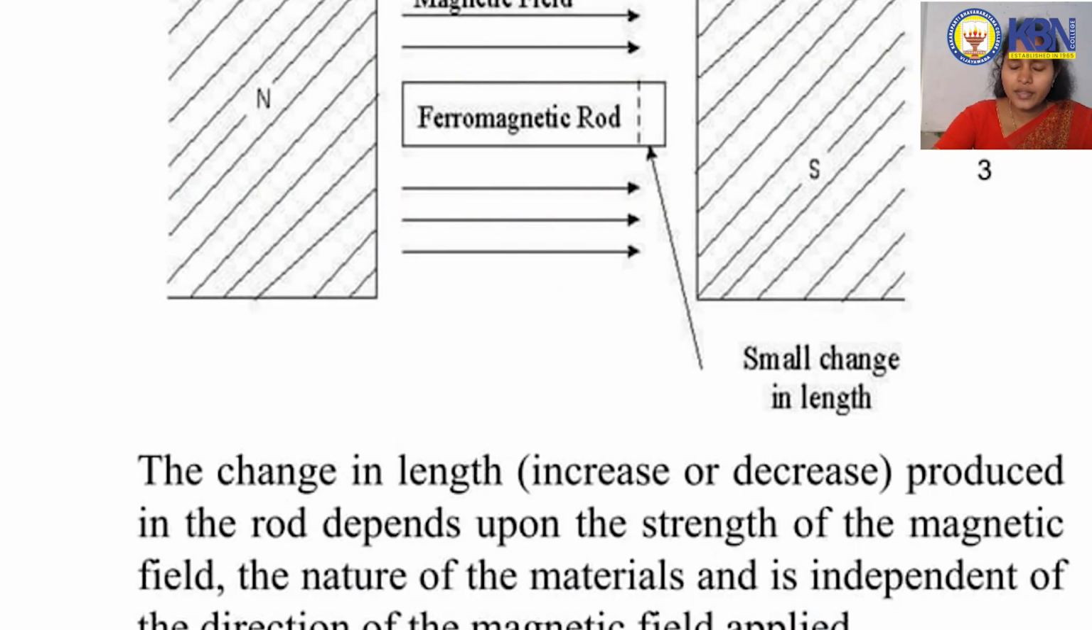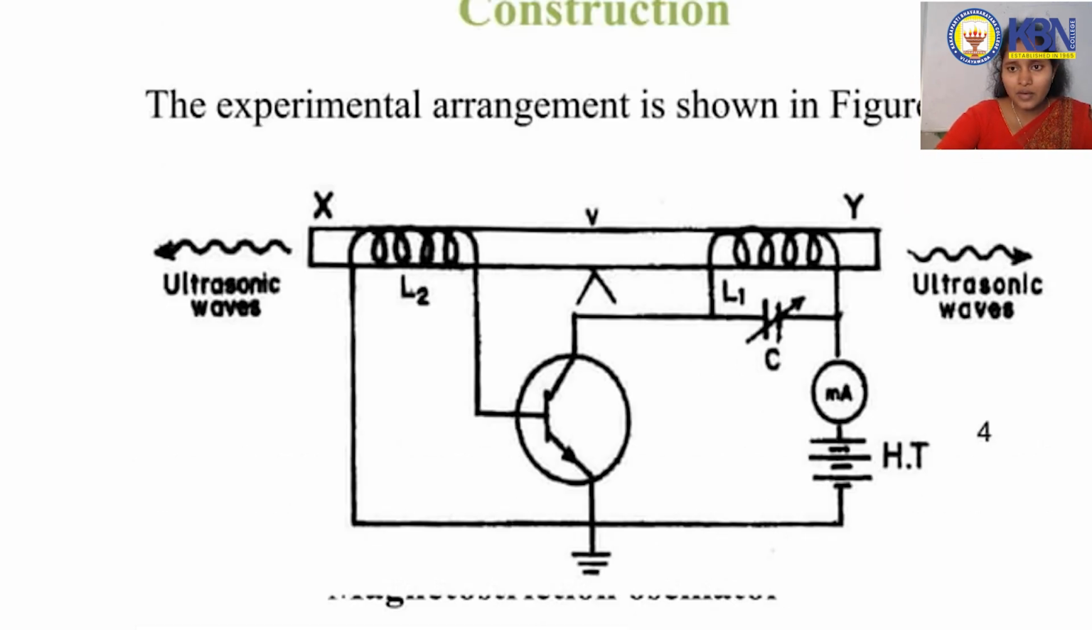The change in length, why this change? The change in length, whether increase or decrease, produced in the rods depends upon the strength of the magnetic field. So the variation of length is not fixed for every element. It depends upon the strength of the magnetic field. The change in length of iron is different, and the change in length of copper is different. That difference depends upon the strength of the magnetic field where we kept it.